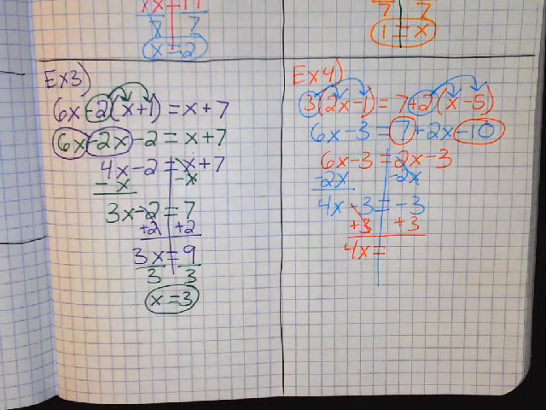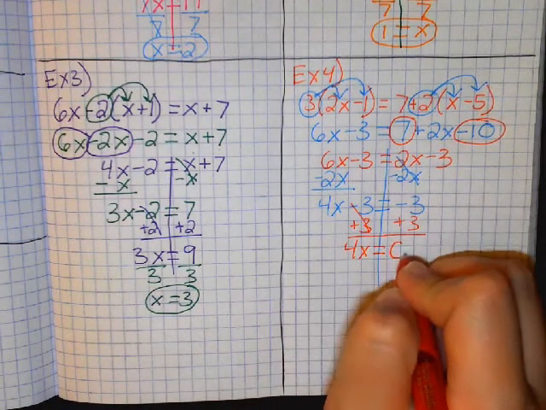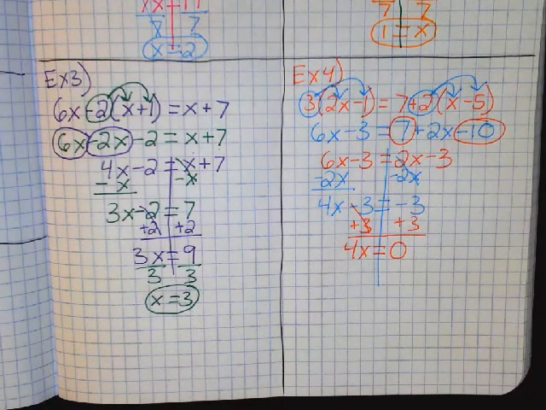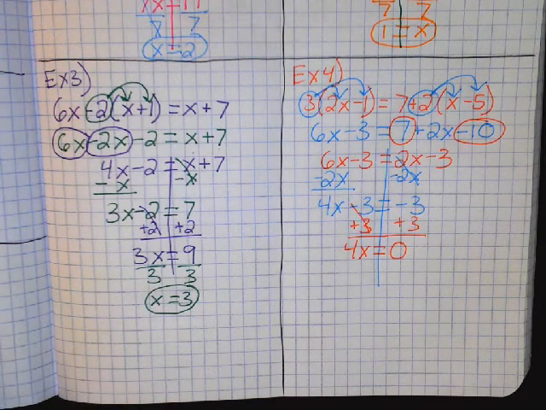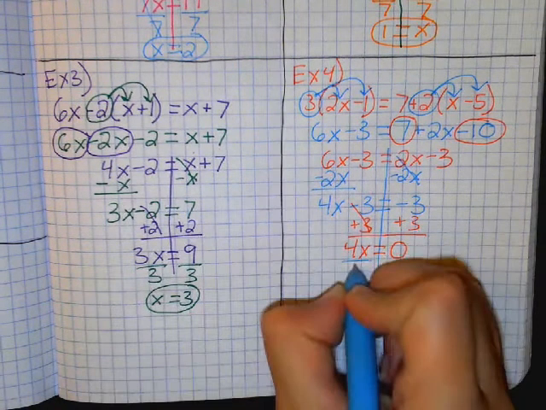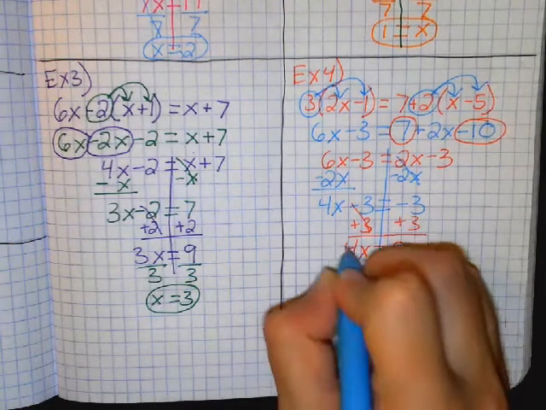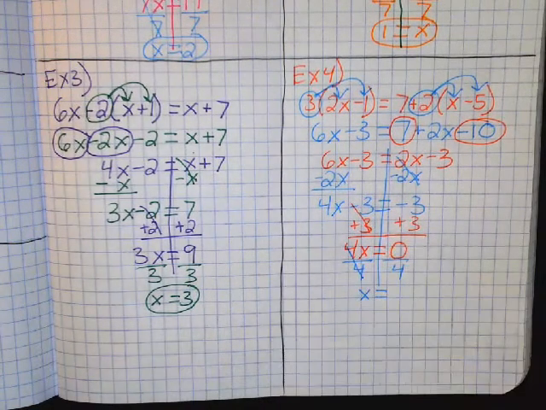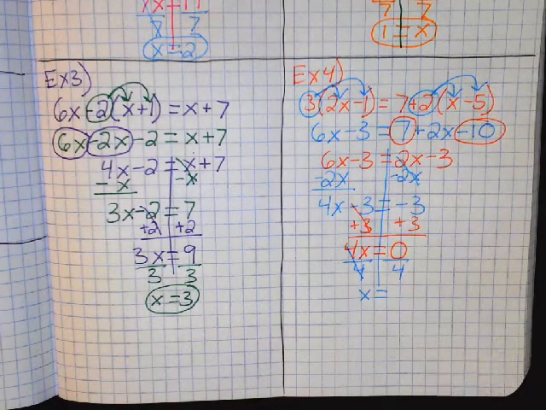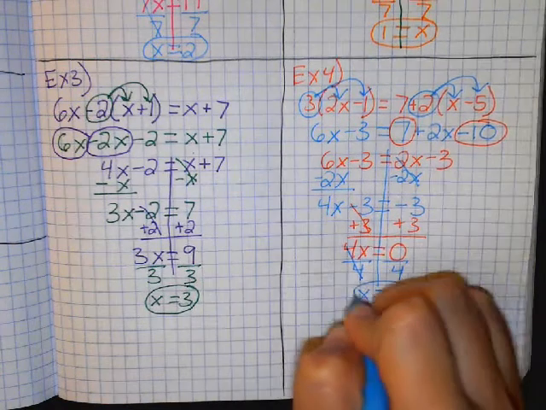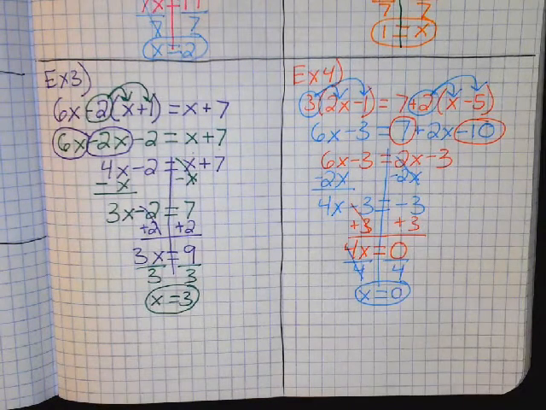What is negative 3 plus 3? Well, that's 0. Don't be afraid of the number 0. It is still a digit, okay? Do not be afraid. It is still a value. Divide both sides by 4. x equals, well, what's 0 divided by 4? 0. So x equals 0.